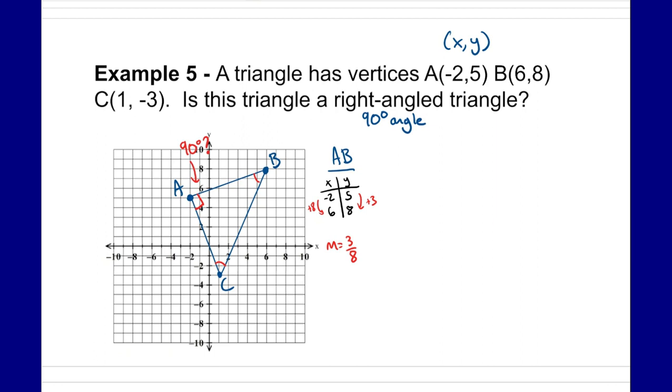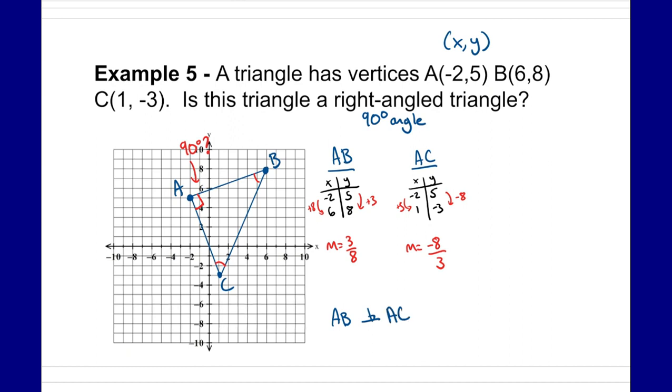All right, let's check AC. Create a table. X, Y: A is -2, 5, C is 1, -3. From 5 to -3, that's -8. From -2 to 1 is +3. So my multiplier, change in Y over change in X, is -8 over 3. They are perpendicular. So AB is perpendicular to AC.